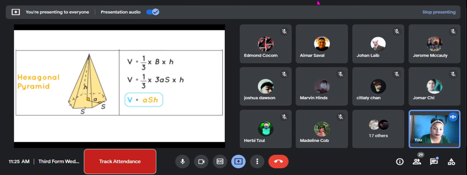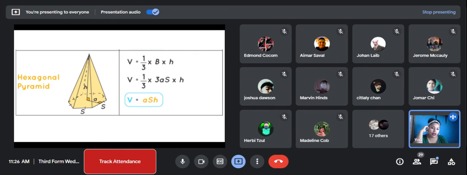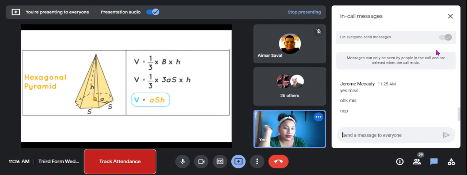Yes, Eimer, go ahead. Sorry to interrupt, miss, but I was asking a question. You said that cone is one of the ones that we should be doing, right? And is cubic one, I mean the cuboid? Yes, the cuboid is the square prism. So the cuboid can work. Okay, miss.